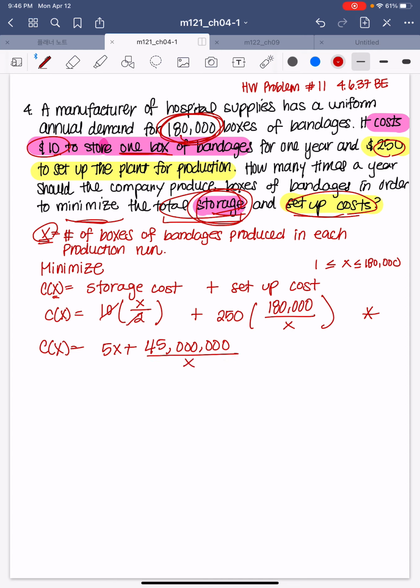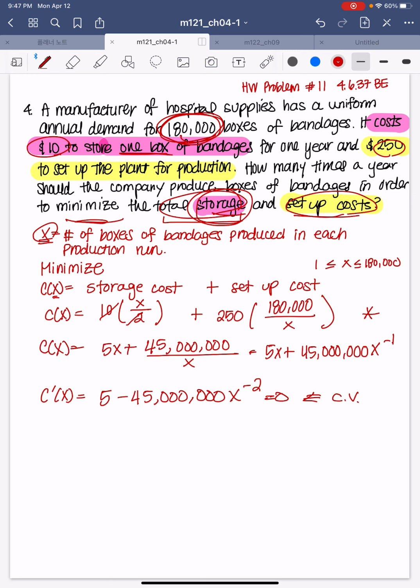Okay. Now, if we want to minimize, what are we going to do? We are going to take the derivative and then set it equal to 0 to find the critical point. So this will be 5. This is also, you can rewrite it as 45 million x to the negative 1. So I have negative 45 million x to the negative 2. Let's set that equal to 0 to find the critical value.